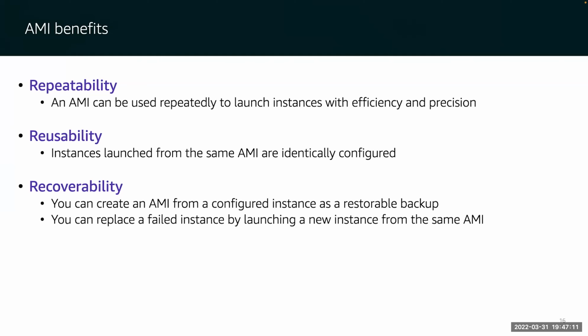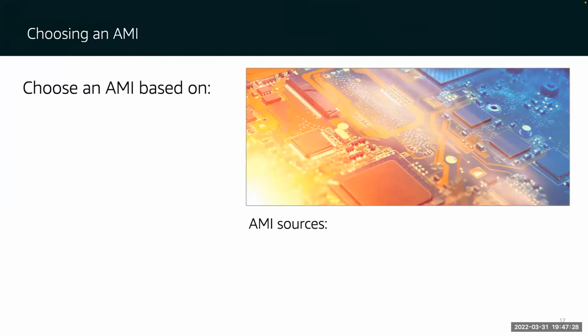They also facilitate recoverability. If an instance fails, you can replace it by launching a new instance from the same AMI that you used to launch the original instance. In addition, AMIs provide a way to back up a complete EC2 instance configuration, which you can use to launch a replacement instance if there is a failure.